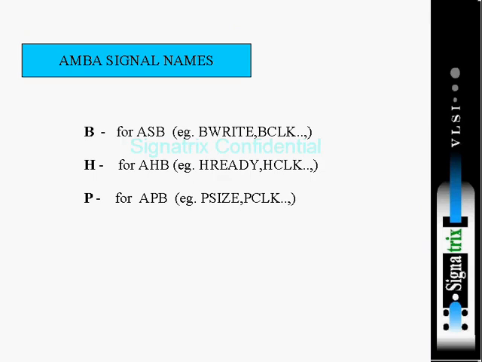And next, if you read the specification, the signal name is named like this: B stands for ASB, and H stands for AHB, and P stands for APB. For example, in each and every signal prefix, if you are having the letter P, that is related to APB bus signals. If you are having H as a prefix of each and every signal, then those signals are related to AHB bus signals.